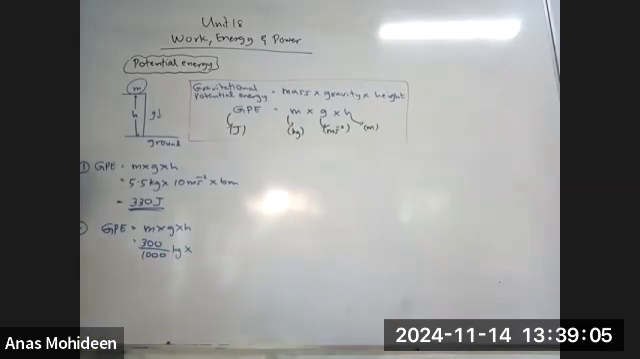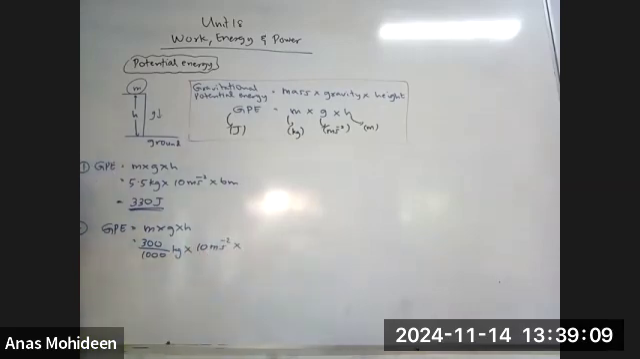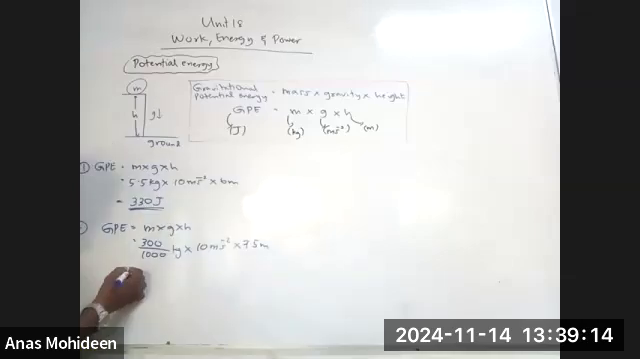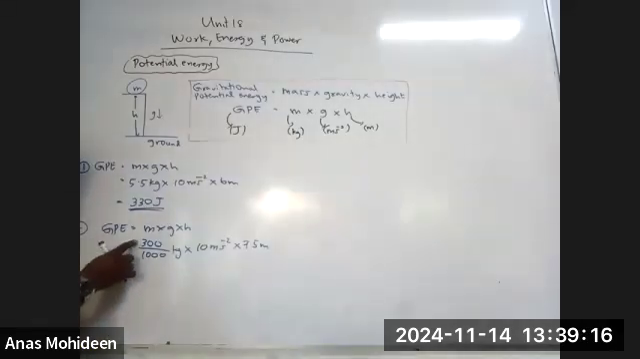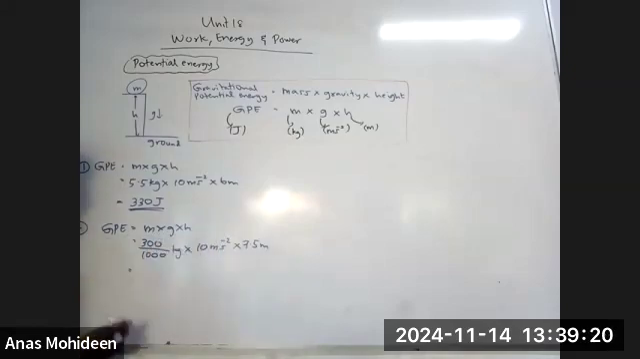Gravity is 10. What is the height? Height is 7.5 meters. How much is it? 0.3. 3 into 10, 30. 30 into 7.5, yes, 22.5. And what was it? 0.3 into 10 is 3, and 3 into 7.5 is 22.5.